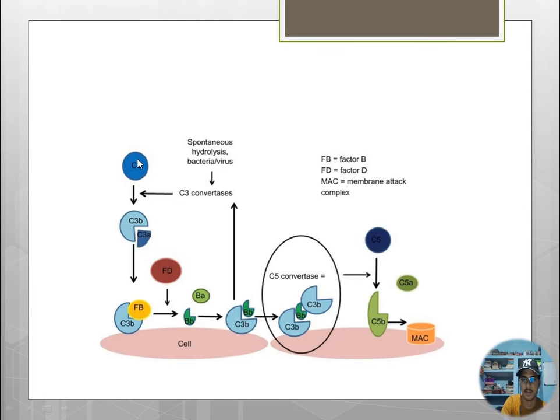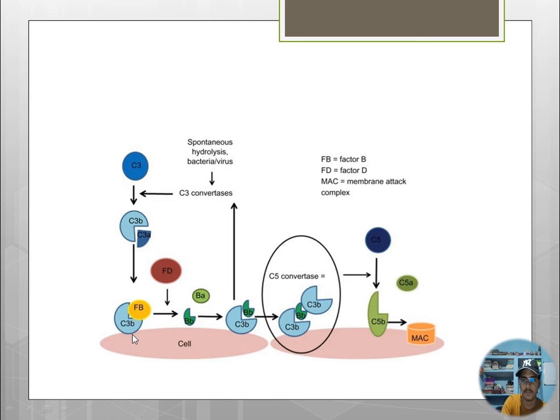Okay, so let's revise it again: at first there is a spontaneous hydrolysis due to the breakdown of the internal thioester bond of the C3, and in the fluid phase this breakdown and this C3b activation is inhibited by the factor H, but once it gets attached to the cell, it is protected from the factor H and I, the two factors, factor H and factor I. So once it attaches to the pathogen or the cell, it gets protected from the factor H and factor I.